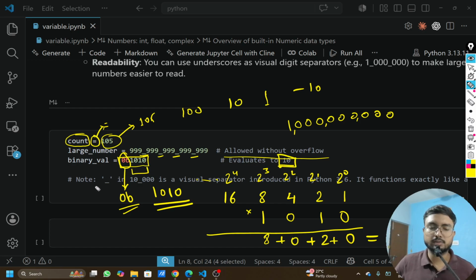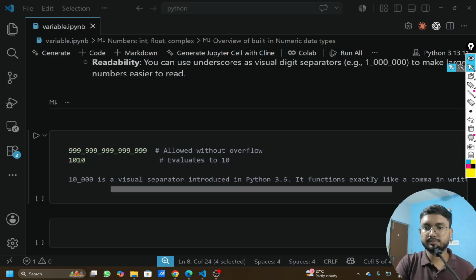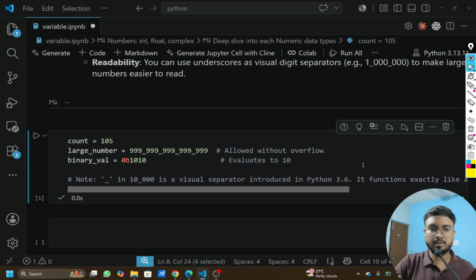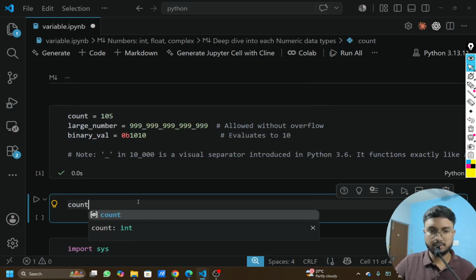Now once we run this, we will try to print and see the actual value that is coming up. Also, I missed saying that this was not in the earlier versions of Python. It was introduced in Python 3.6 or above. So let's try to run this and see how it's working. Yeah, we ran it. Let's try to print the value count.